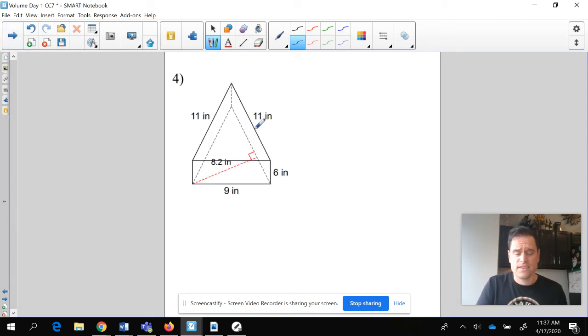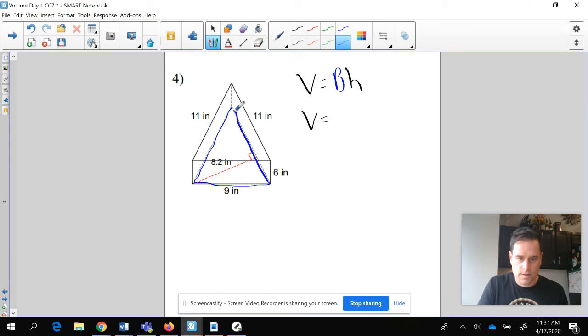Let's take on, I think this is maybe our last one. And again, we're always going to put volume equals, let's change it to blue this time, area of the base times the height. Volume equals the area of this base. You guys see it's a weird looking shape, but the base is right here. There's the base. There's my terrible looking picture. Let's shade that in. There's the base.